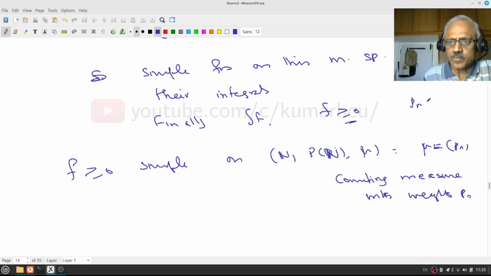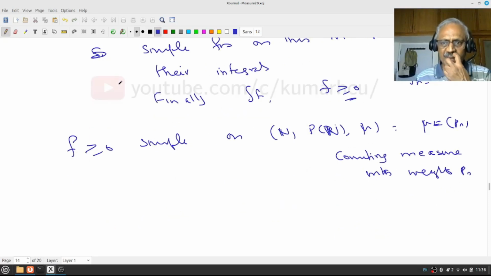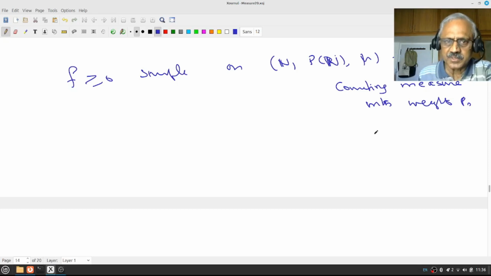And p_n equal to 1 for all n, that is simply counting. For example, the measure of E here will be 3. That's it. 1, 1, 1. Right? Okay. That is why it's called counting measure.